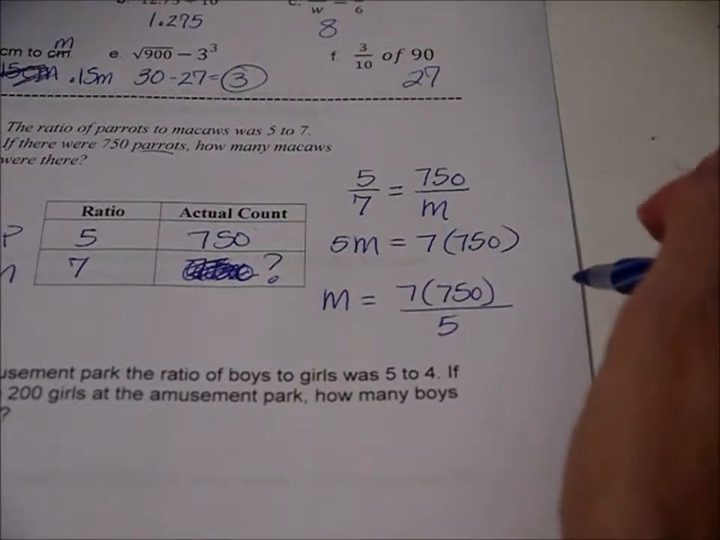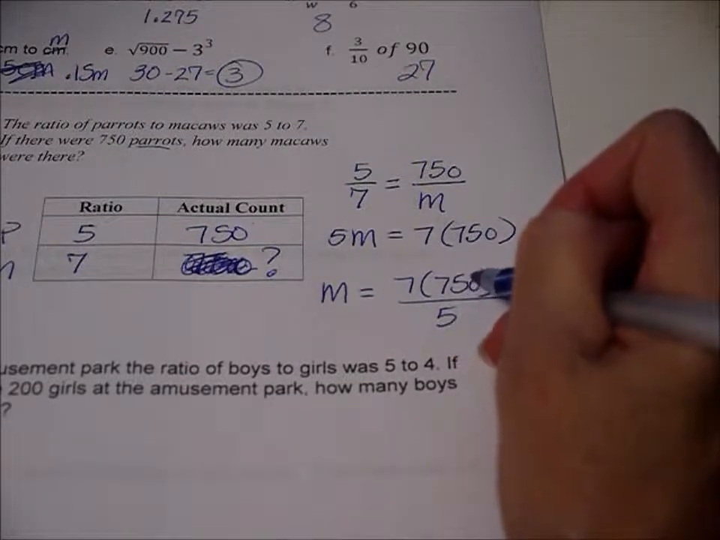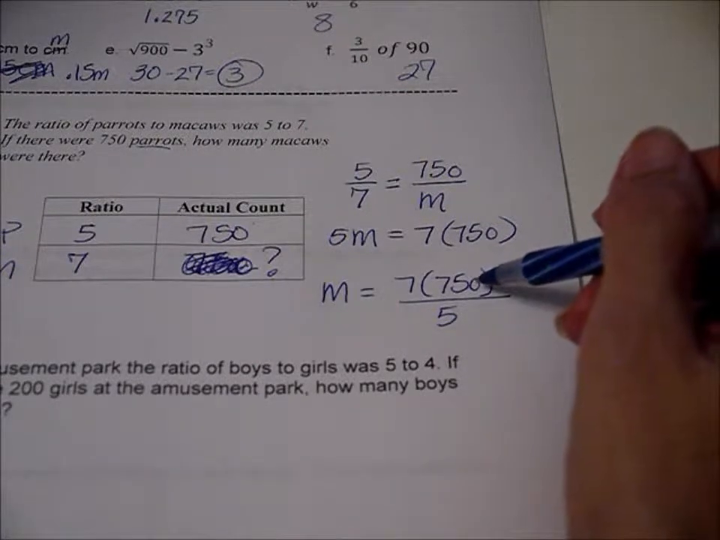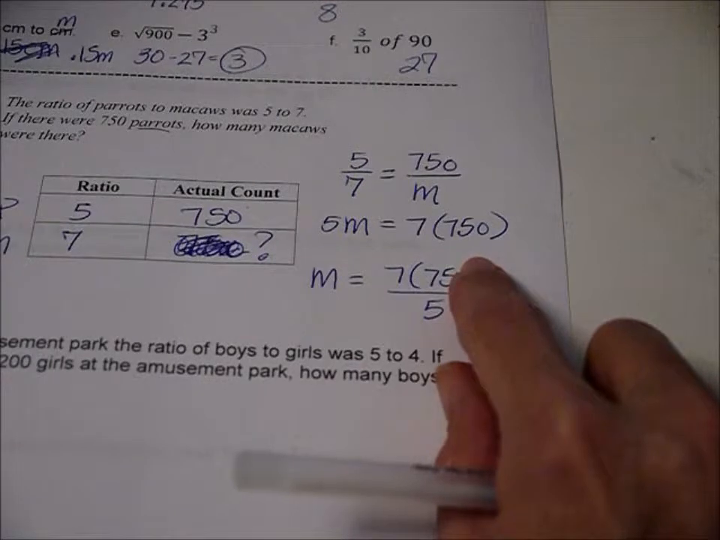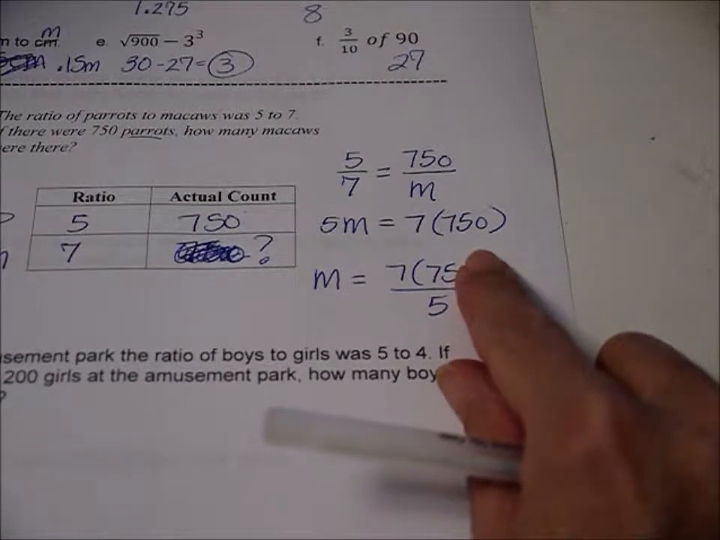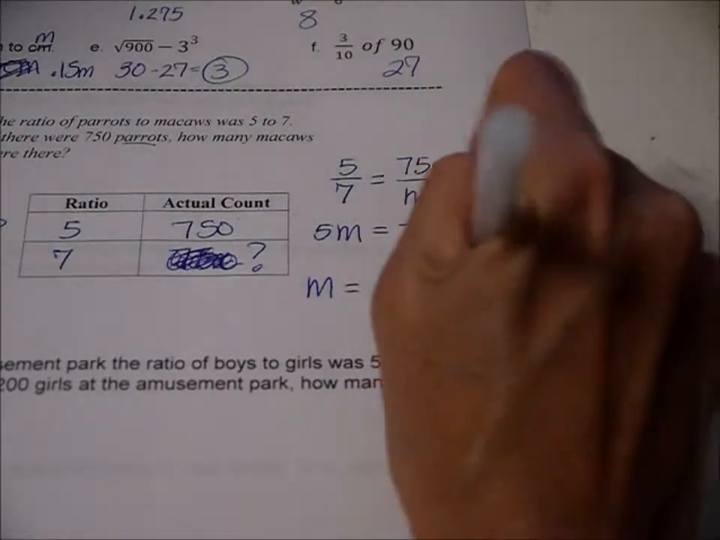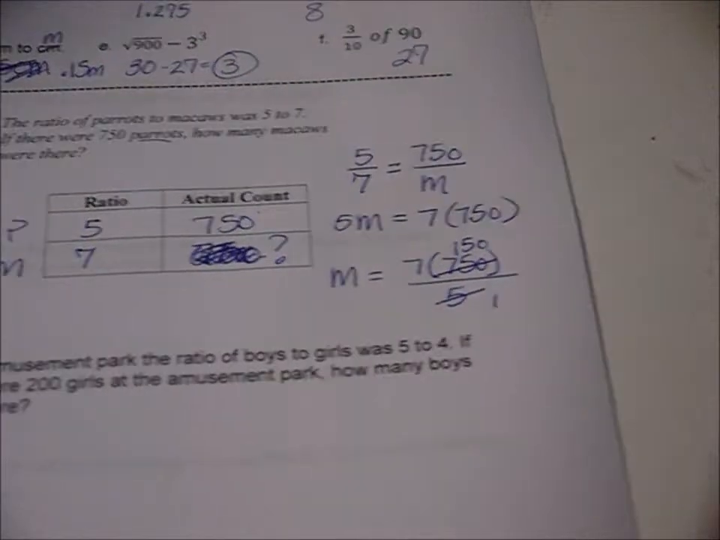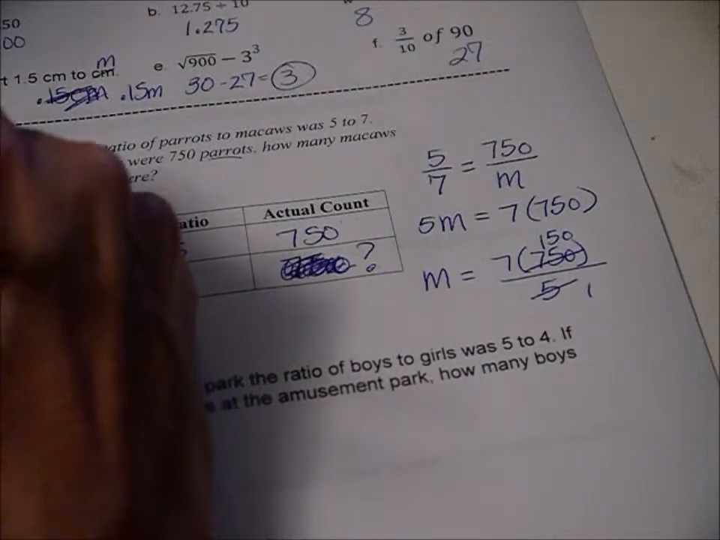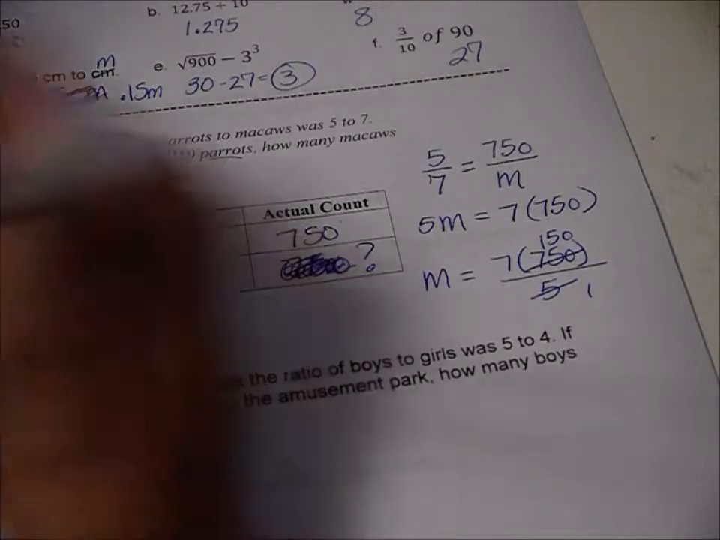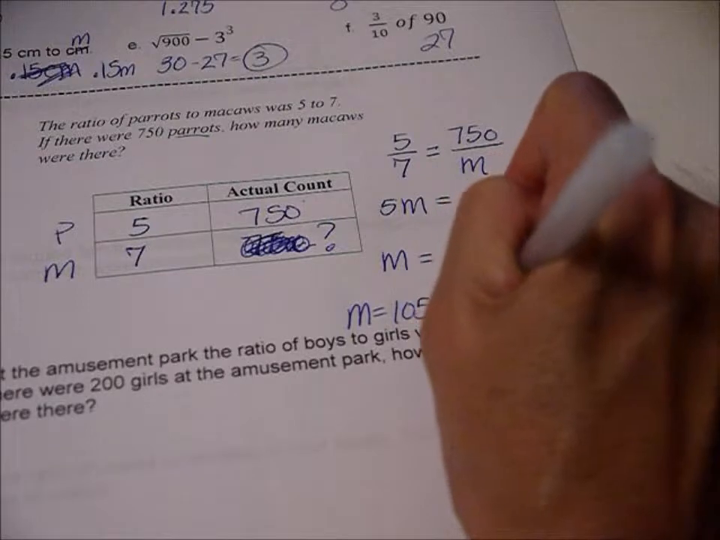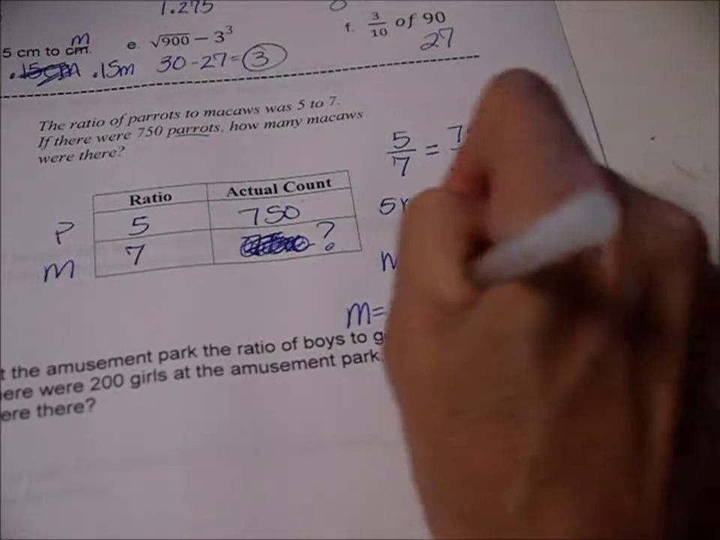So now I might take care of 750 divided by 5 first before I multiply by that 7. Because, let's see, 5 goes into 75 15 times. So 5 times 150 equals 750. So now all we have to do is 7 times 150. So I'm going to go off to the side, multiply that through, and it looks like we get, there it is, 1,050. So there are 1,050 macaws. Now I'm going to go back and check and make sure that seems appropriate.